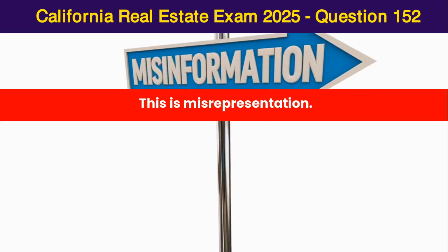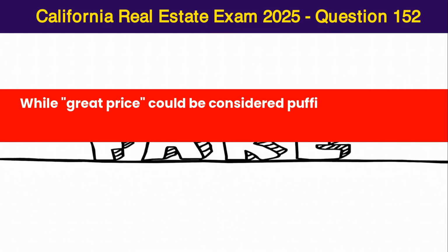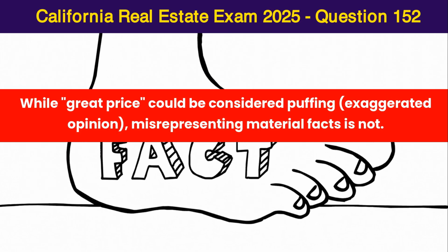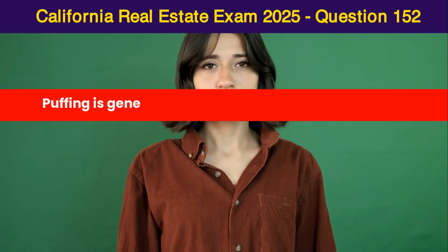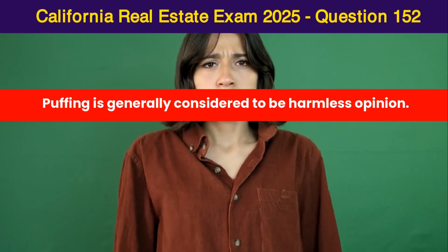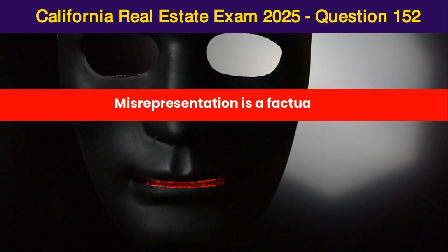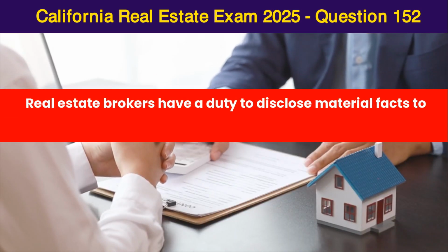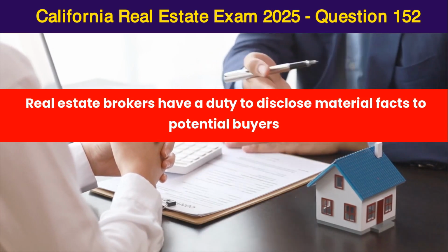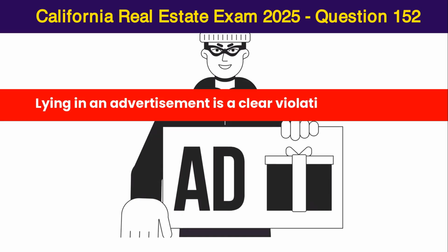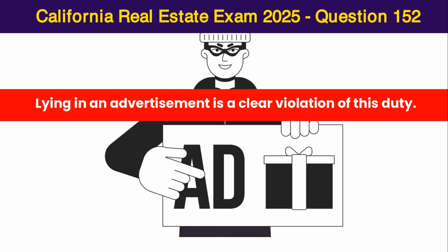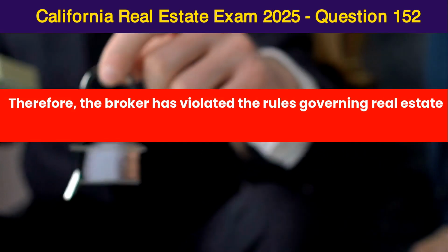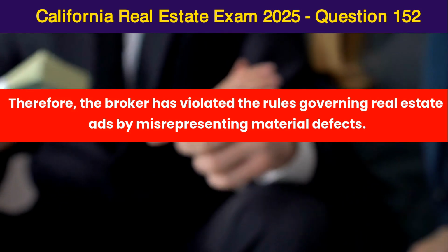This is misrepresentation. While "great price" could be considered puffing, exaggerated opinion, misrepresenting material facts is not. Puffing is generally considered to be harmless opinion. Misrepresentation is a factual lie. Real estate brokers have a duty to disclose material facts to potential buyers. Lying in an advertisement is a clear violation of this duty. Therefore, the broker has violated the rules governing real estate ads by misrepresenting material defects.